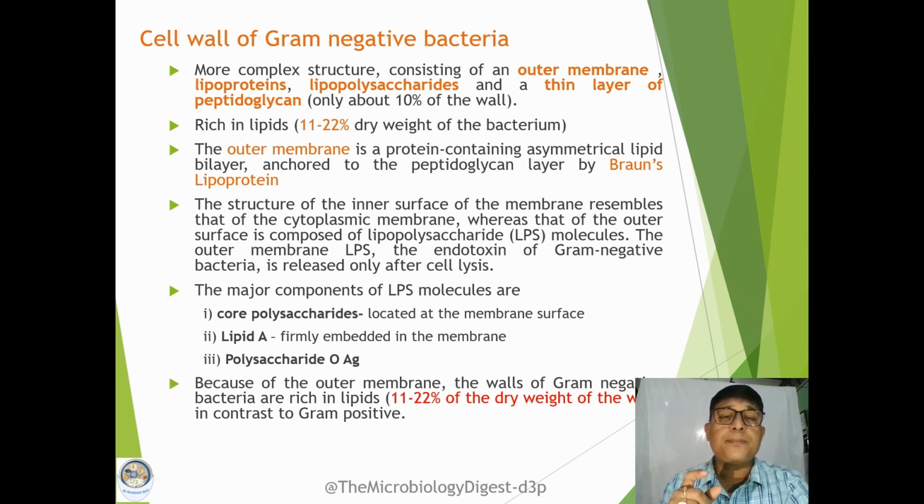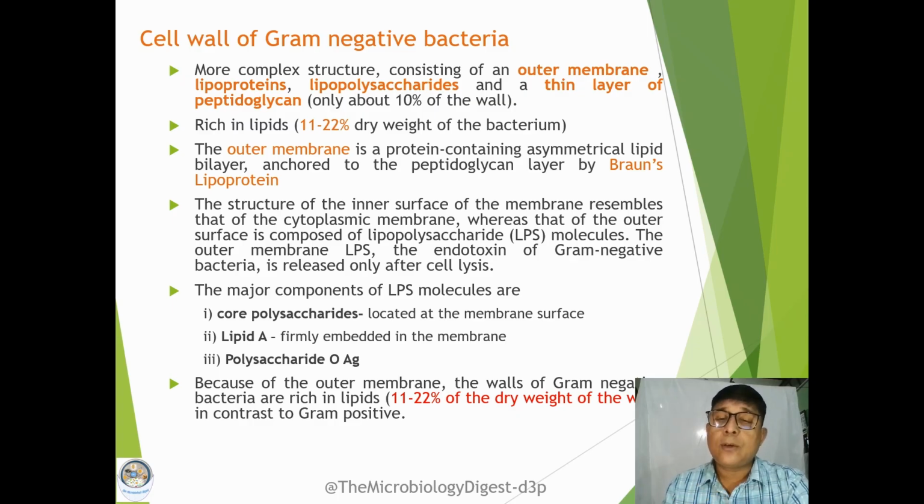It has three different components: the LPS, which is the principal structure of the outer membrane and also a component of the gram negative cell wall. One is the core polysaccharide, the second is the lipid A, and the third is the polysaccharide O antigen. These three components constitute the LPS moiety of the gram negative cell wall.